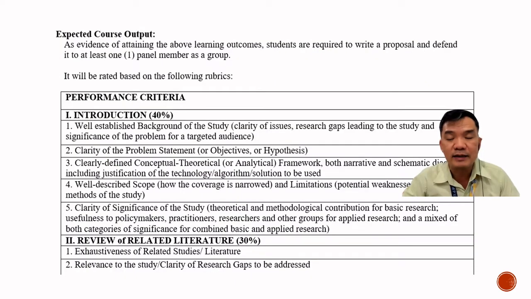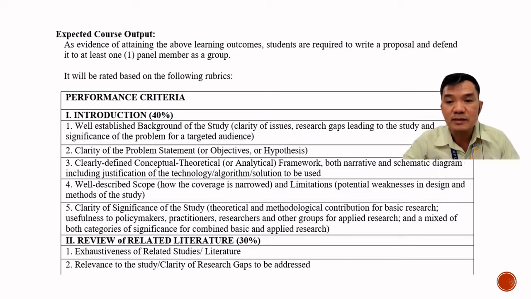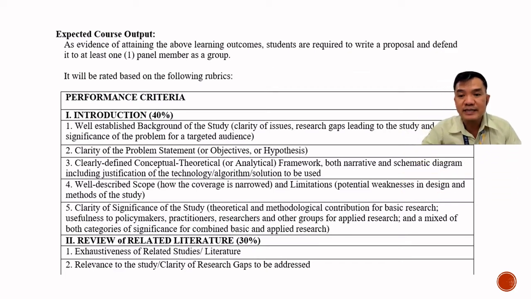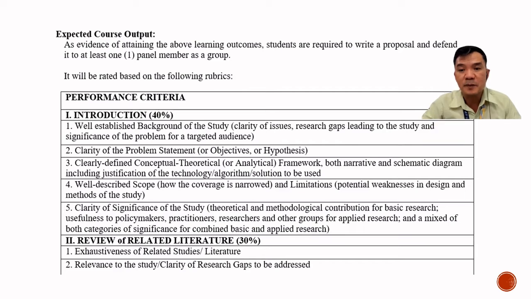So to summarize all, the ultimate output of the course is to have a proposal and defend it in front of at least one panel member as a group. That means you will not be proposing as an individual student, but the basis for your proposal is as a group. It doesn't mean that you will get the same grade, but most of the time the group will have the same grade.